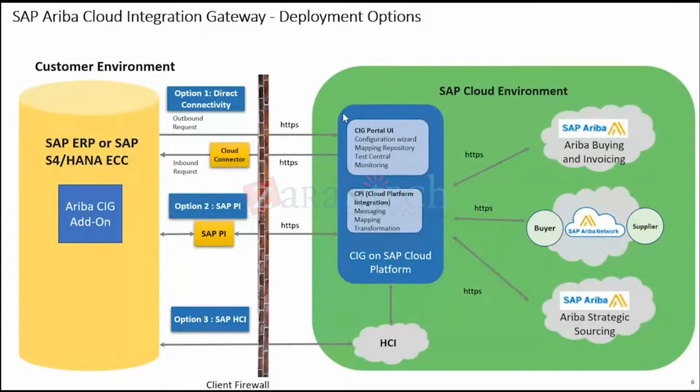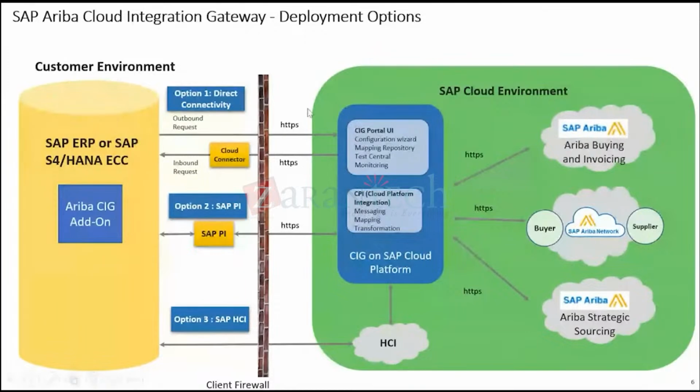When we're talking about direct connectivity, don't confuse it with the ERP system connecting directly with the Ariba solution. They have simply put that nomenclature. In direct connectivity, we have only one CIG that will be used to integrate both solutions. So for example, if you see here, in case of an outbound request, that means the message is going from the ERP system to Ariba CIG.